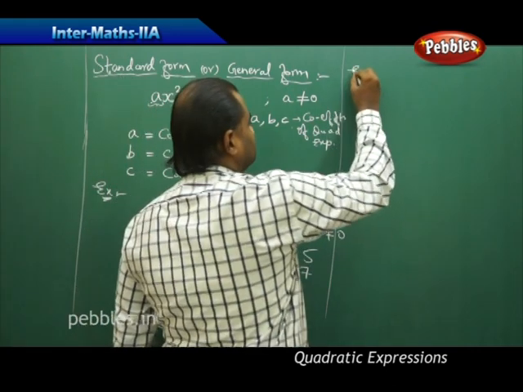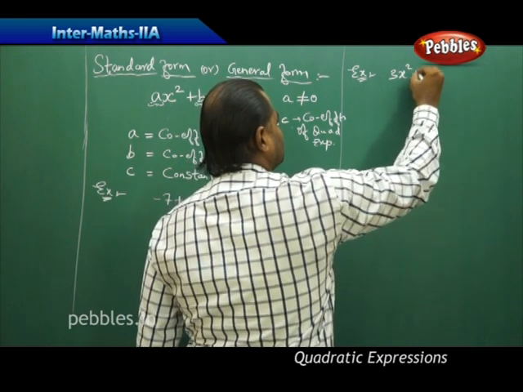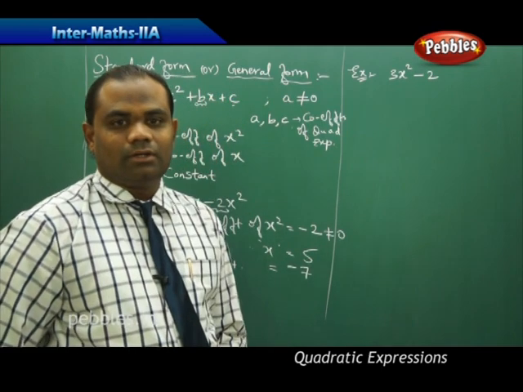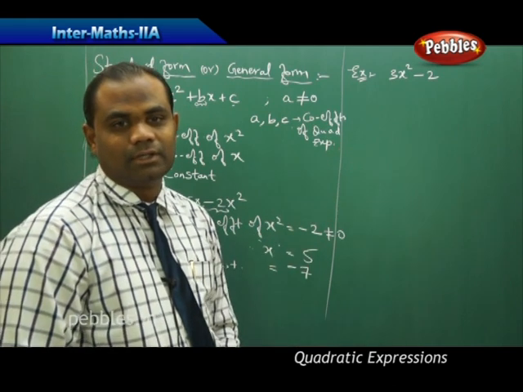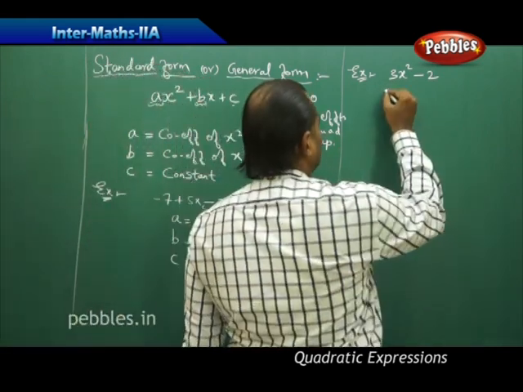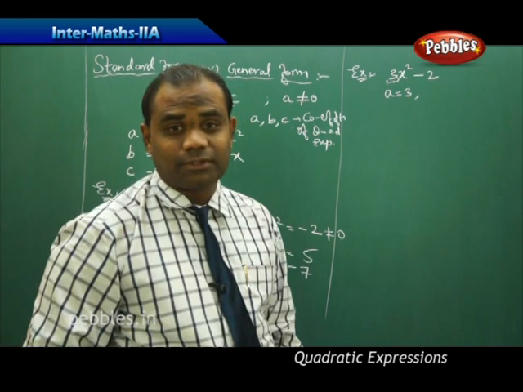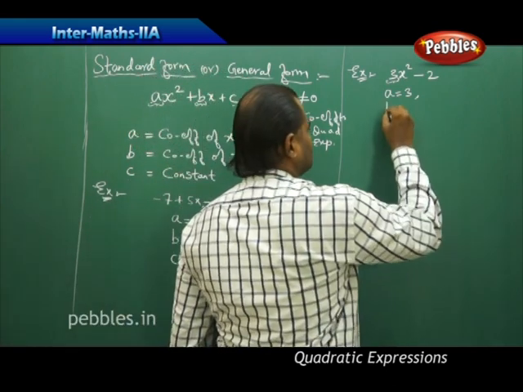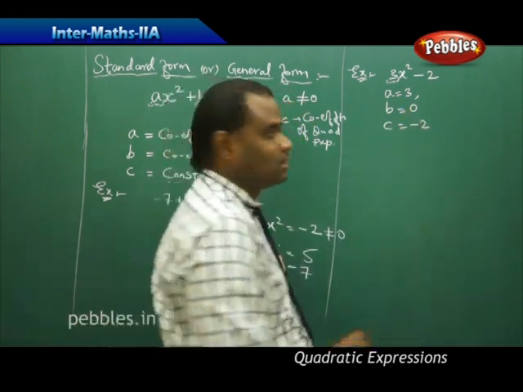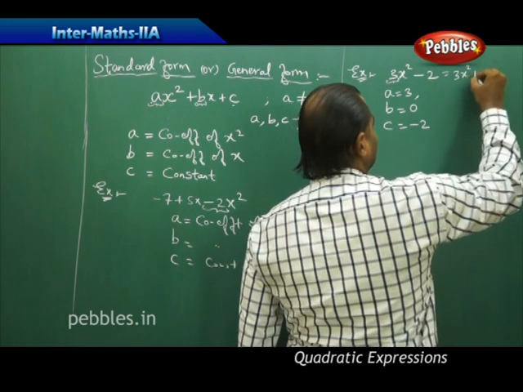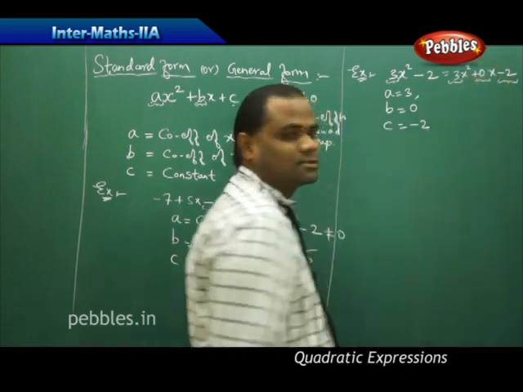Say for example, I have 3x squared minus 2. Is this a quadratic expression or not? That is what we are going to justify through the given example. Clearly we identify a, b, and c, where a is the coefficient of x squared, so a is 3. I don't have the coefficient of x, so I take the missing term as 0, and the constant term is negative 2, because this can be written as 3x squared plus 0x minus 2, where this is a, this is b, and this is c.